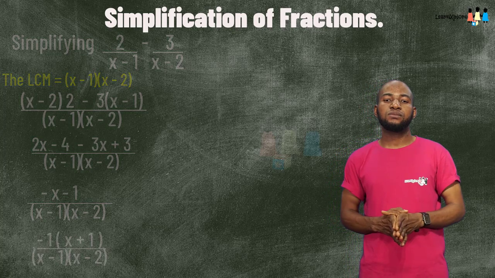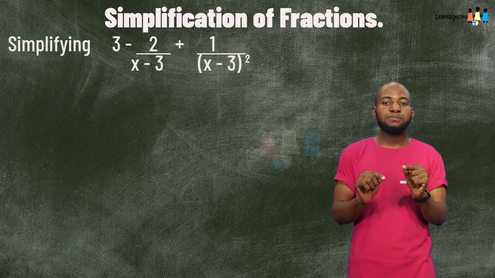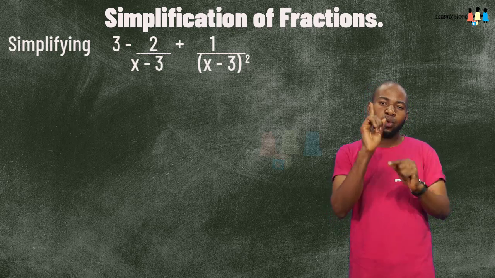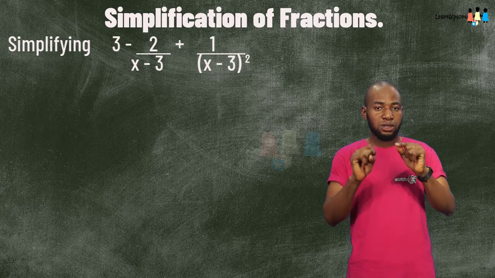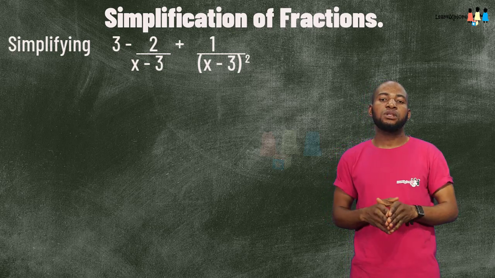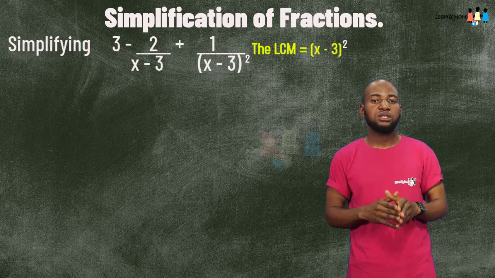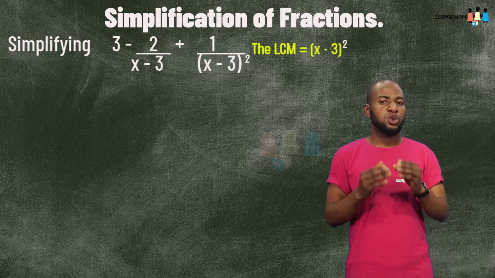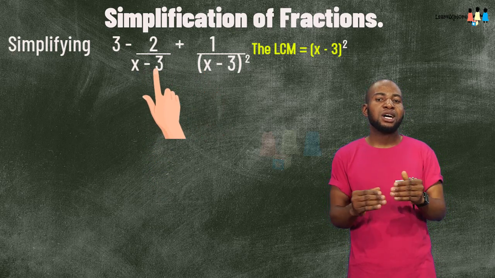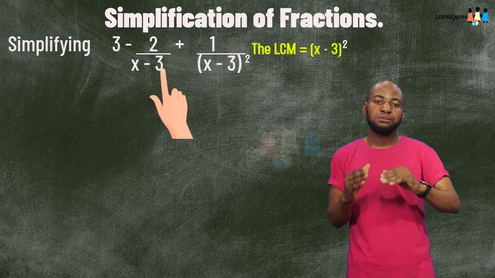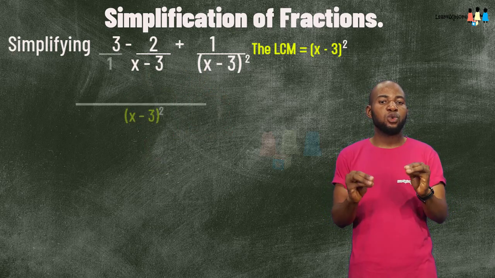Another example. 3 minus 2 over x minus 3 plus 1 over (x minus 3) squared. The LCM is (x minus 3) squared. Do you know how? What is in the brackets is the same as what we have outside the bracket, but this one is bigger than that. Now this is what I'll do next.